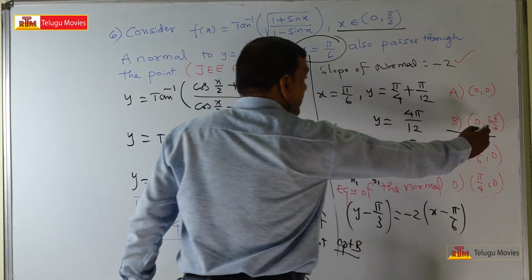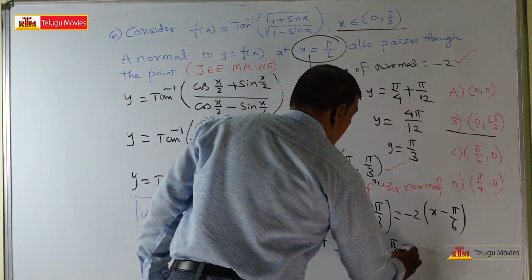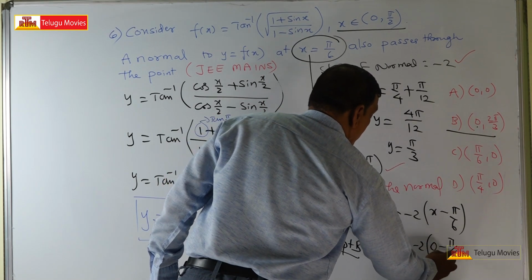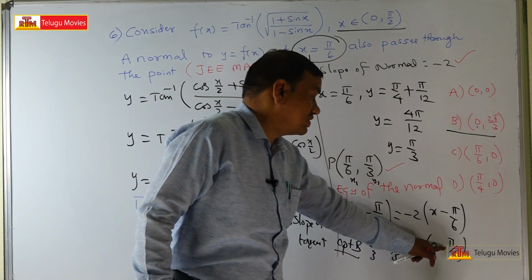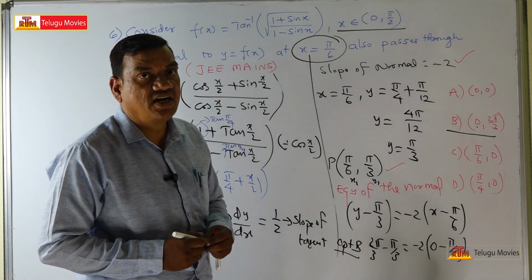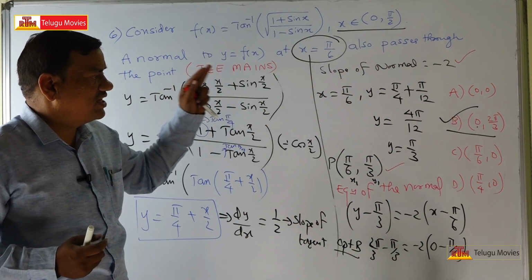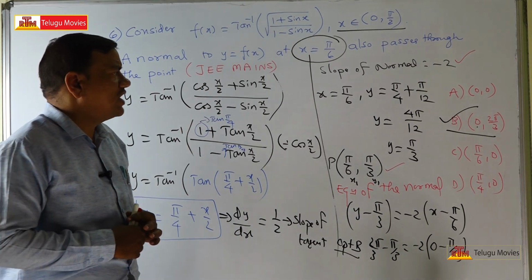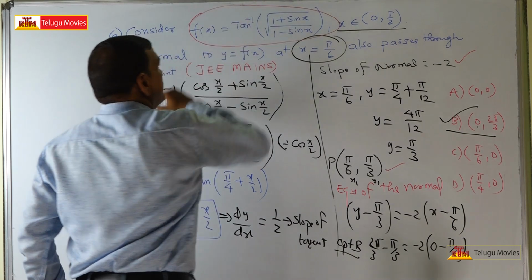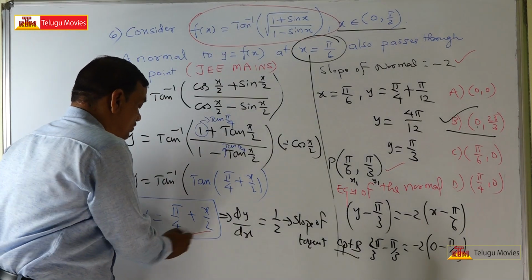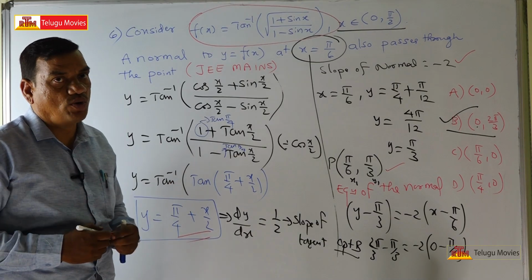In option B, in place of x substitute 0, in place of y substitute 2 pi by 3. So 2 pi by 3 minus pi by 3 equals minus 2 times x, which is 0 minus pi by 6. So this is 2 pi upon 3 minus pi upon 3, that is pi upon 3. Minus minus also cancel, 2 ones are 2, 3. So on both the left hand side and right hand side you got the same values, therefore option B is the right answer. The remaining options A, C and D fail. So it's a very easy problem. The only thing is simplifying this equation into a smaller form, pi by 4 plus x by 2. I hope that you understand this solution. So let us go for the next problem.